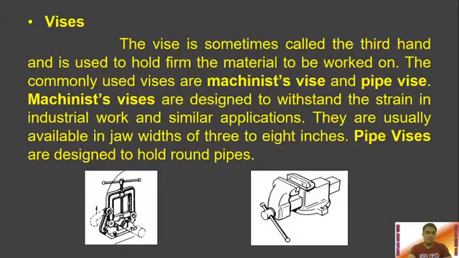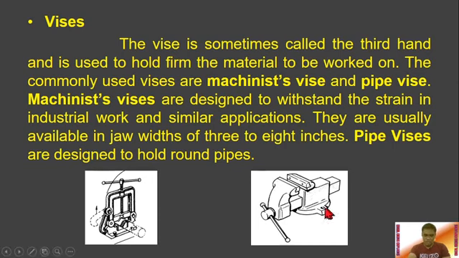Next, I believe this will be the last hand tool that we are going to discuss. The vise is sometimes called the third hand and is used to hold firm the material to be worked on. The commonly used vises are the machinist vise and the pipe vise. Machinist vises are designed to withstand the strain in industrial work and similar applications. They are usually available in jaw widths of 3 to 8 inches. Pipe vises are designed to hold round pipes.